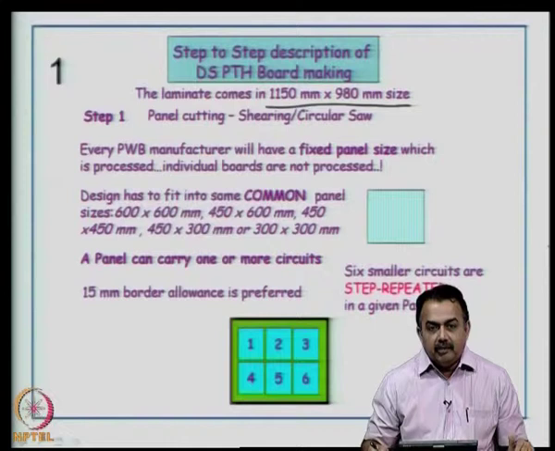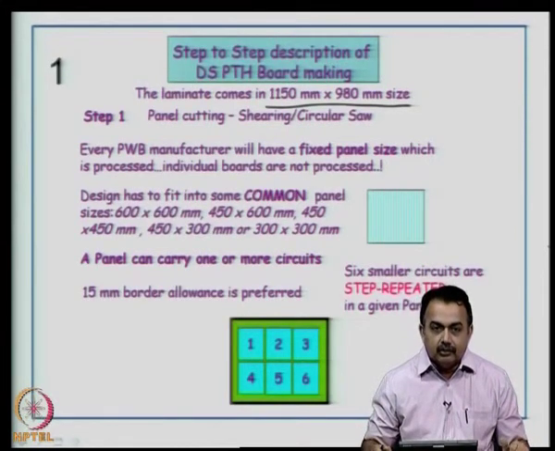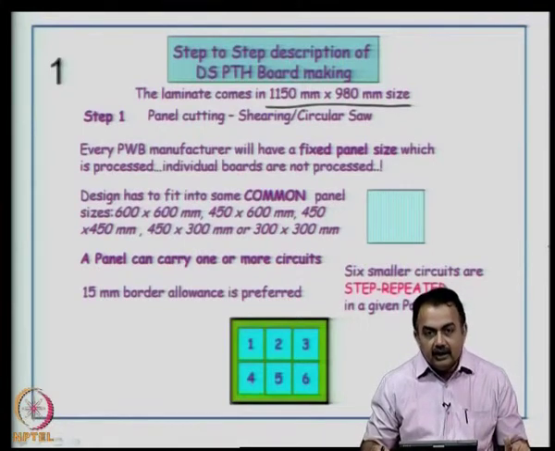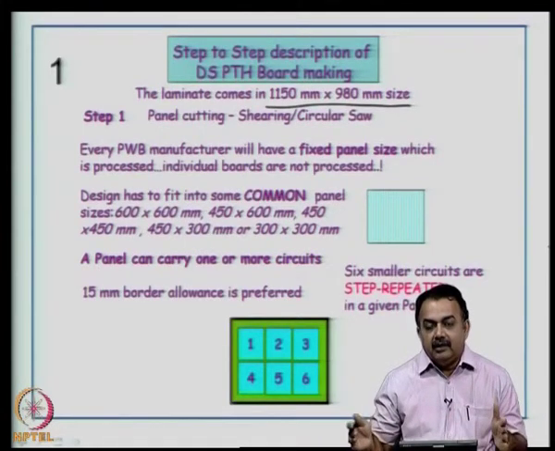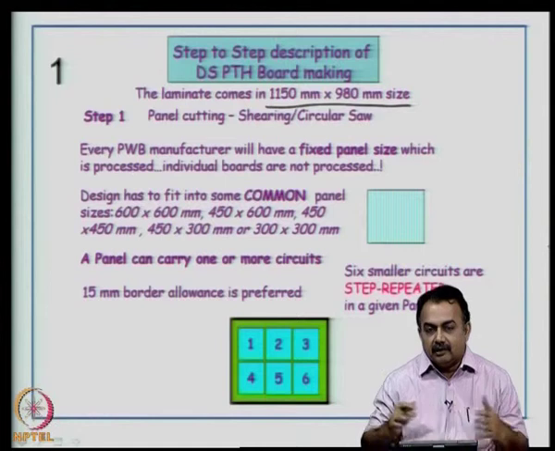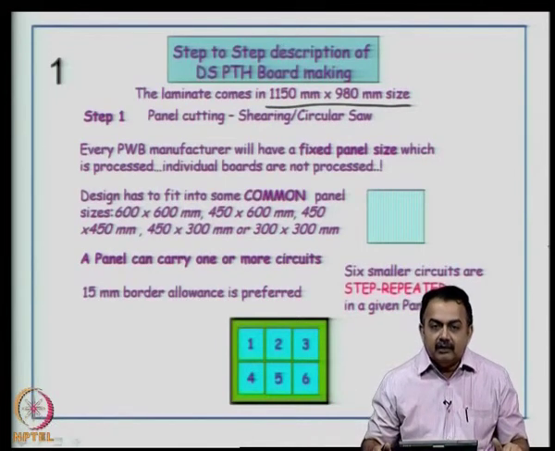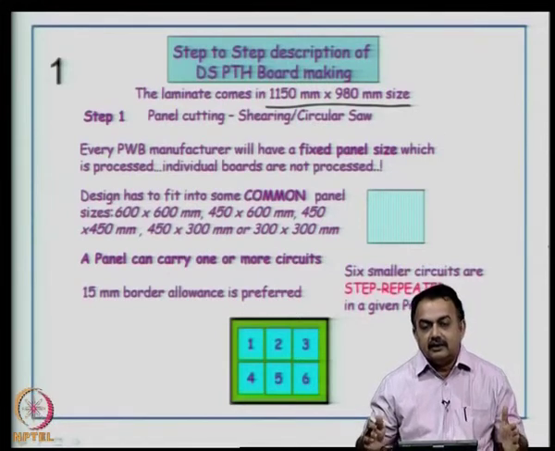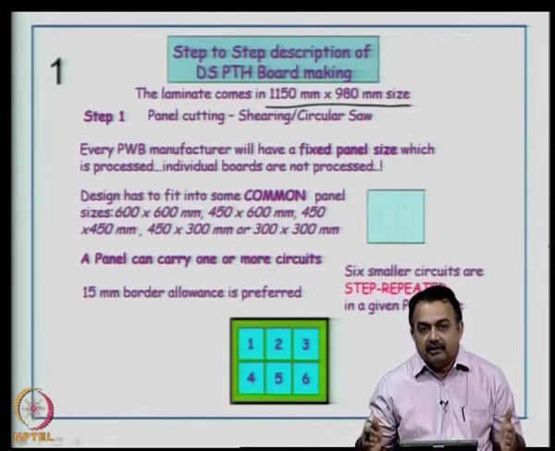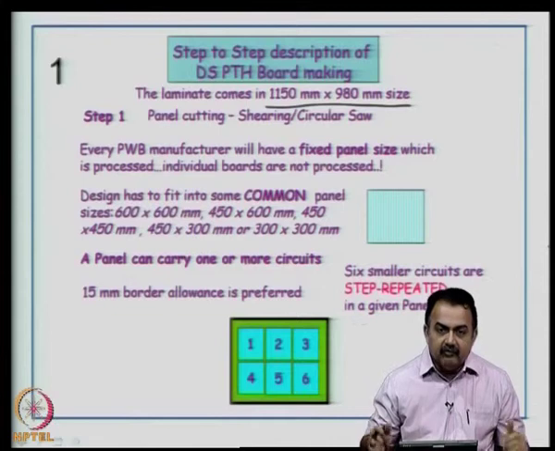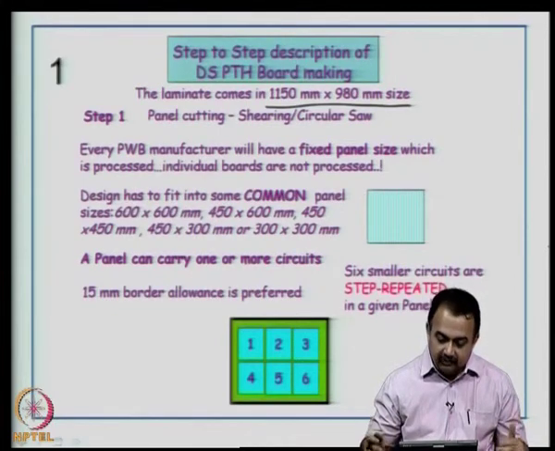Now, every PWB manufacturer will have a fixed panel size in his process house, and accordingly the plating bath is fixed, and all other chemical baths are basically fixed based on the maximum panel size that a company can do. So, it can vary from manufacturer to manufacturer.